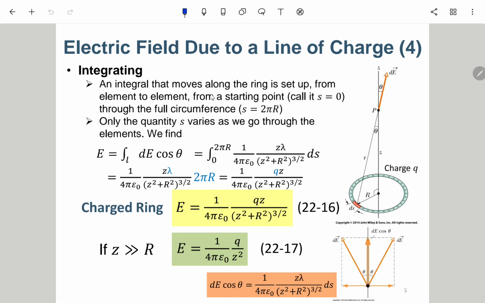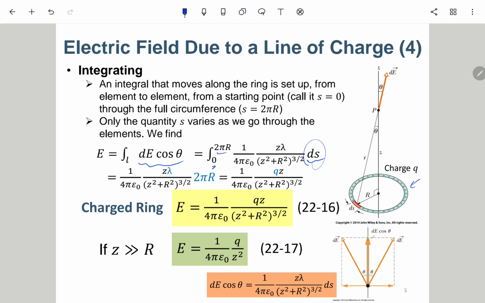Okay, so here the final step is the integration. We already come up with the expression of the effective component, and we try to integrate it over the whole structure. This structure is a circle. So for this one, the ds is the length of the circle. So this ds will be integrated from 0 to 2 pi r.